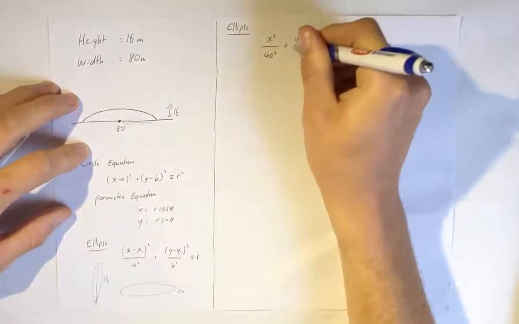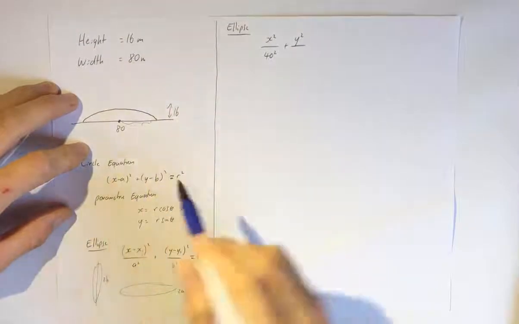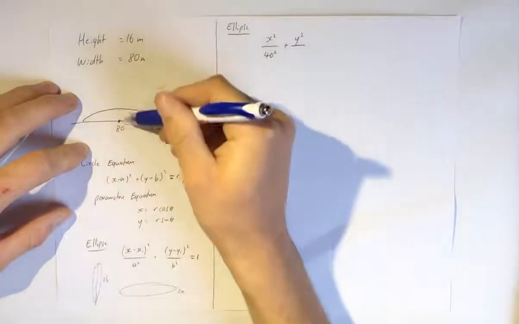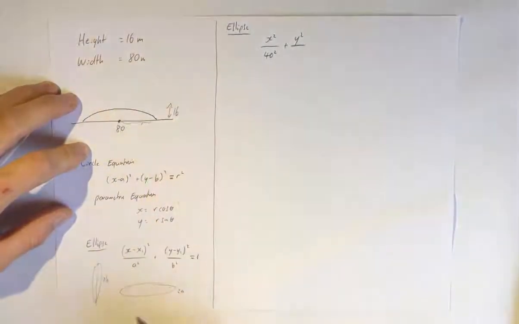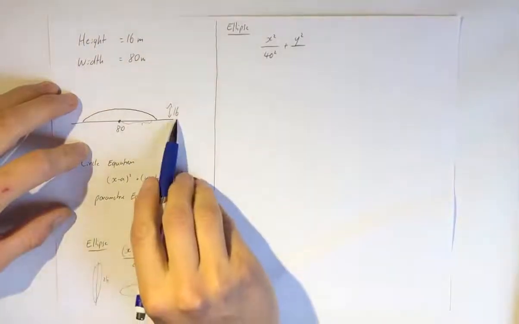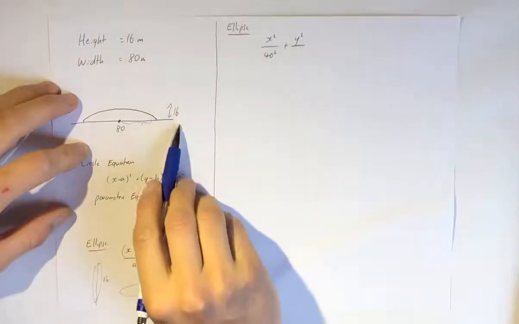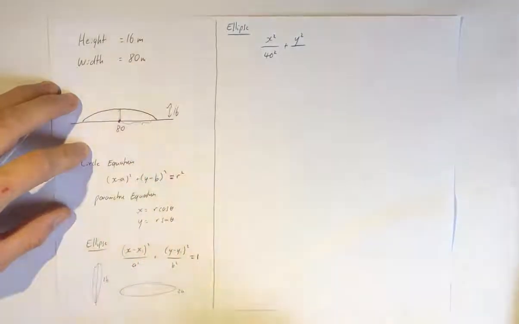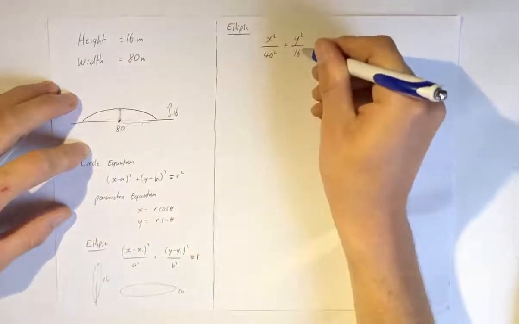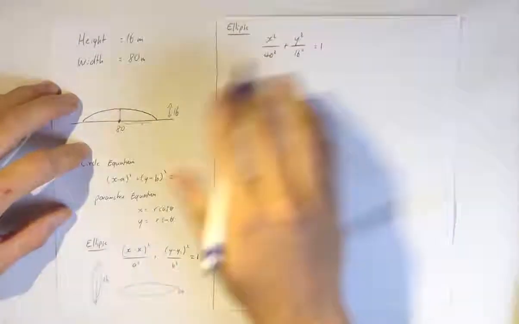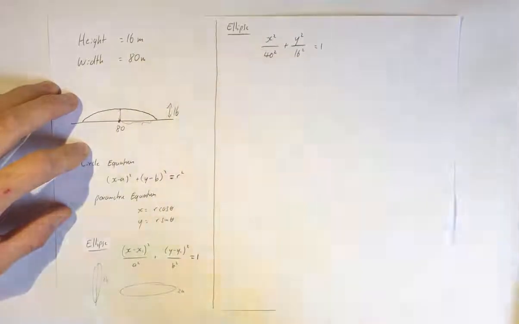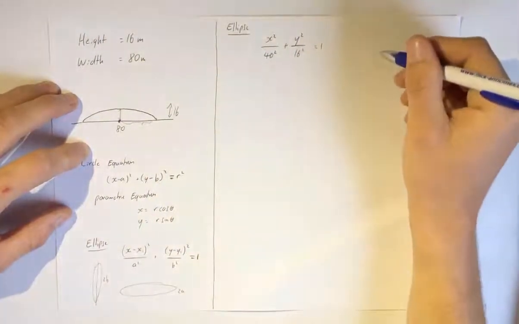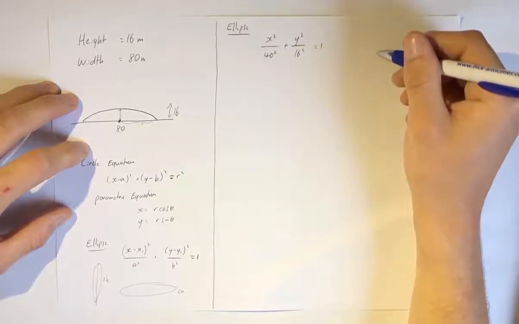And b is half of your minor axis, so half of your total cross section there. And we already have that, that's 16. So just be wary that it's not 32 and it's not 8. You've been given that half minor axis straight away. So that's over 16², and that's equal to 1. So there you have it. You have the Cartesian equation for the ellipse pretty much handed to you in this internal.